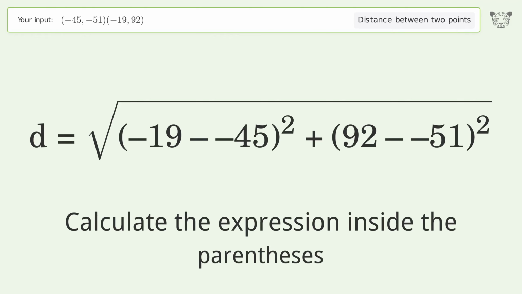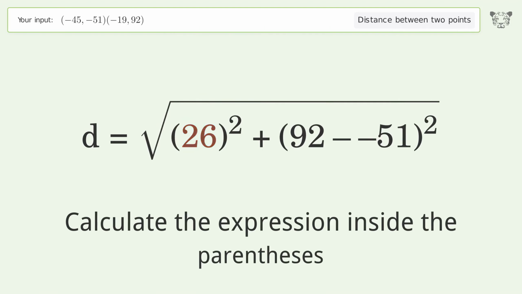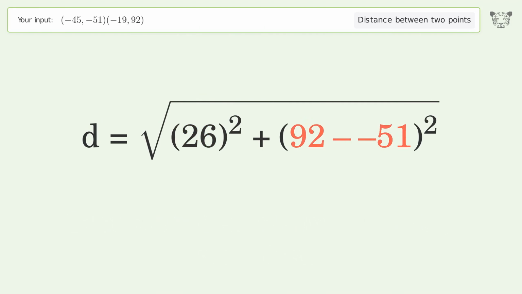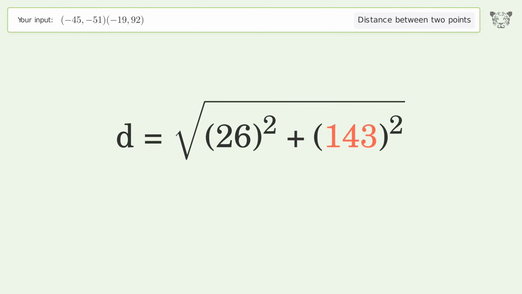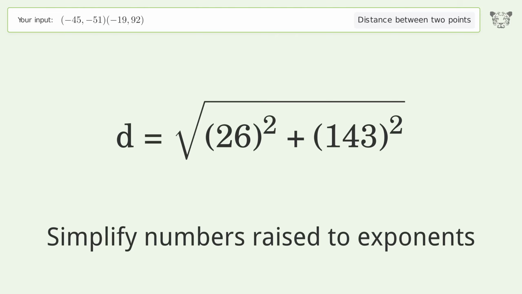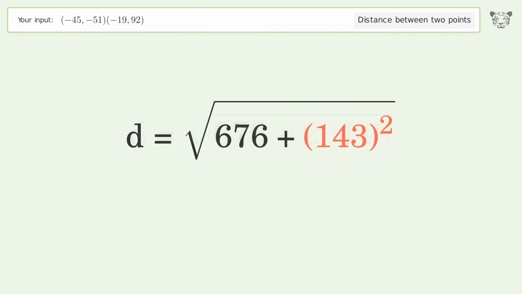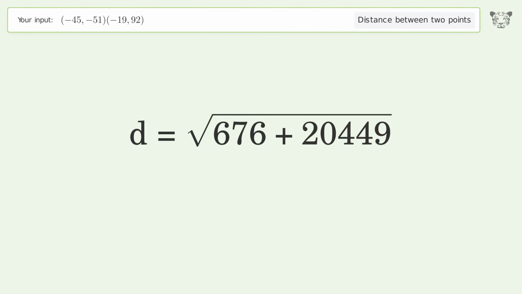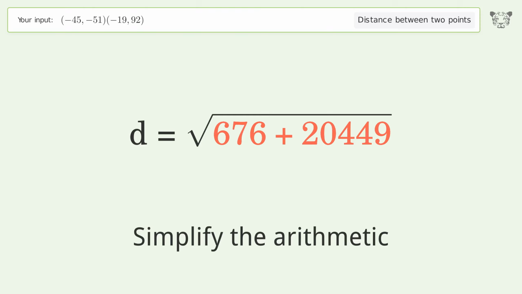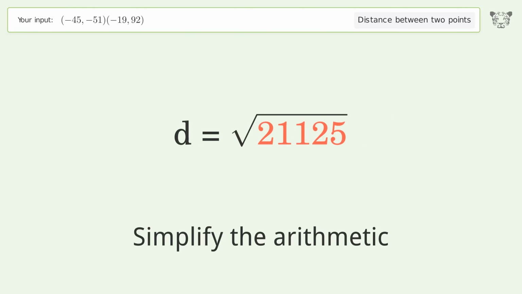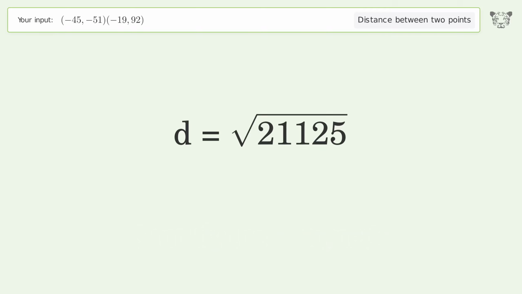Calculate the expression inside the parentheses. Simplify numbers raised to exponents. Simplify the arithmetic. And so the distance between the 2 points is the square root of 21,125 or 145.344.